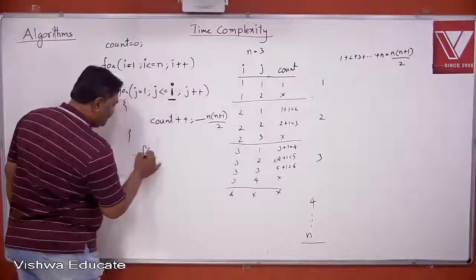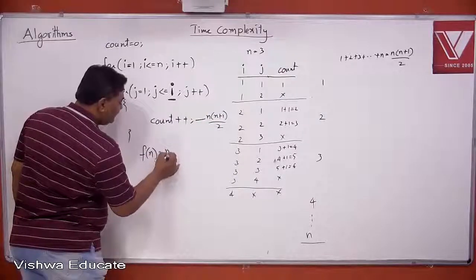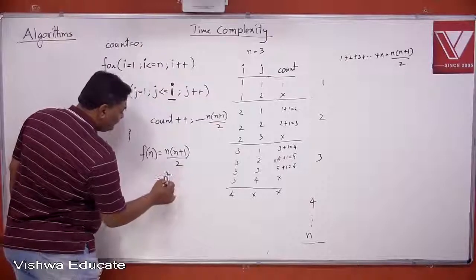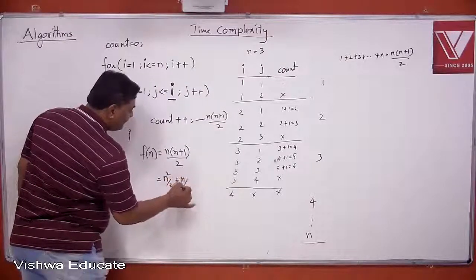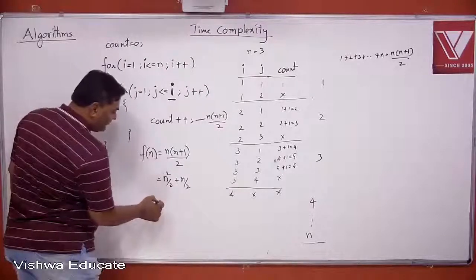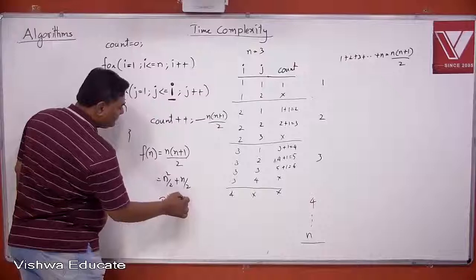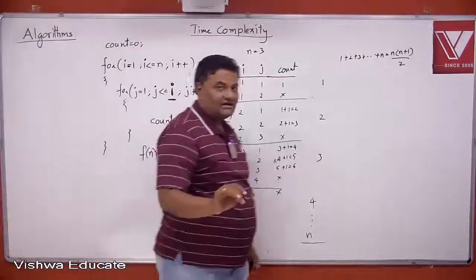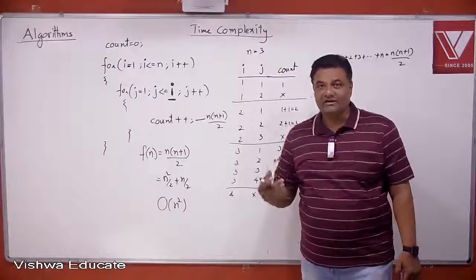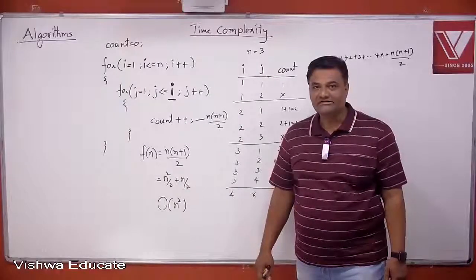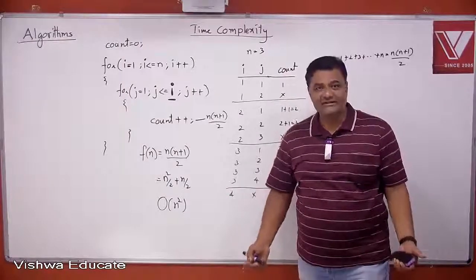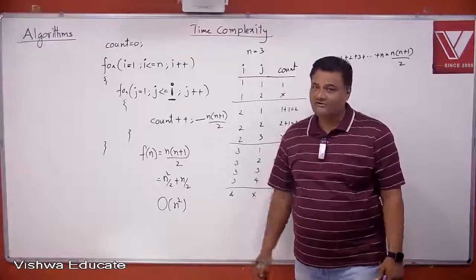If I call the function f of n equals n into n plus 1 by 2, then this is n square by 2 plus n by 2. What is the degree of this polynomial? Degree is n square. So this is order of n square. I'm not saying big O, omega, or theta. I'm saying order of. When required, I will talk about big O, omega, all those things. Order means degree. So order of n square.